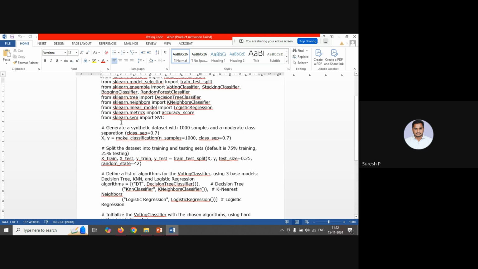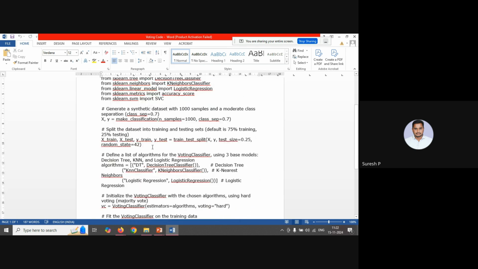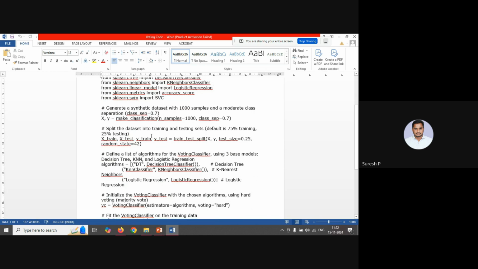So here we are having the different Python libraries, particularly the sklearn library, in which we are using SVM and also decision tree, logistic regression, KNN, because this is the voting technique, so multiple models will be trained, so all the models are imported here. And here we are having the data set, and we are dividing the data set for training and also testing. Here 70% for the training data set and 25% for the testing data set.